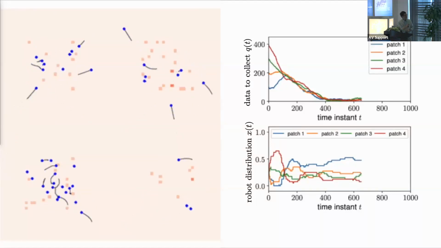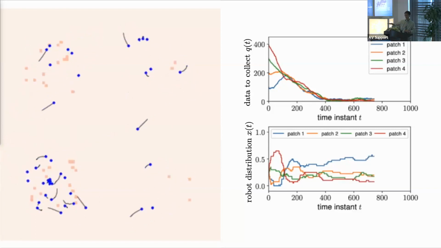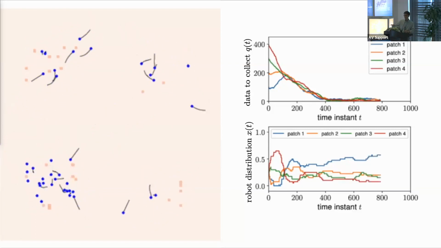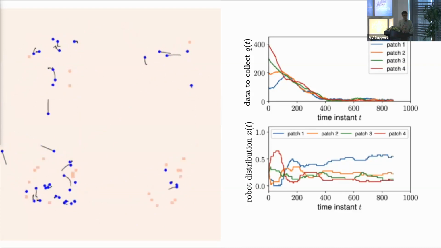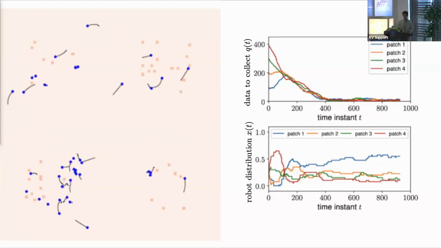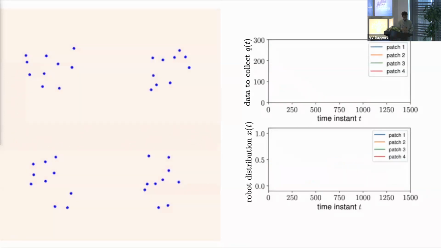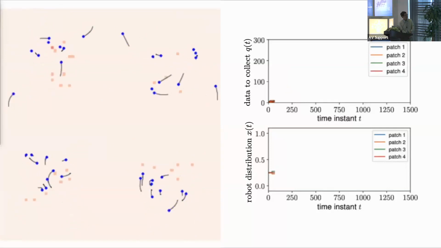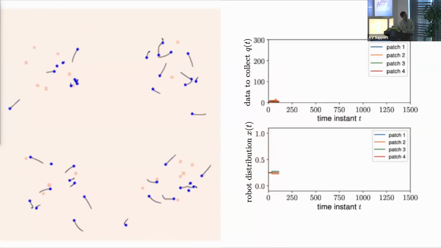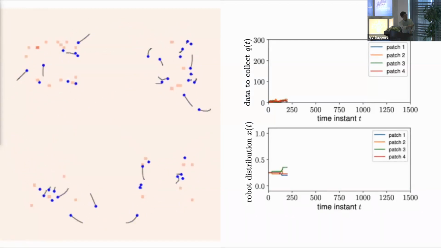The only thing they are sharing is information like: I've been to a location, and I let other robots in the same patch know that this is the place I went, so you don't want to go there. But none of the robots are telling other robots where to go. So you might want to ask, this is actually the scenario where they start with less data to collect.